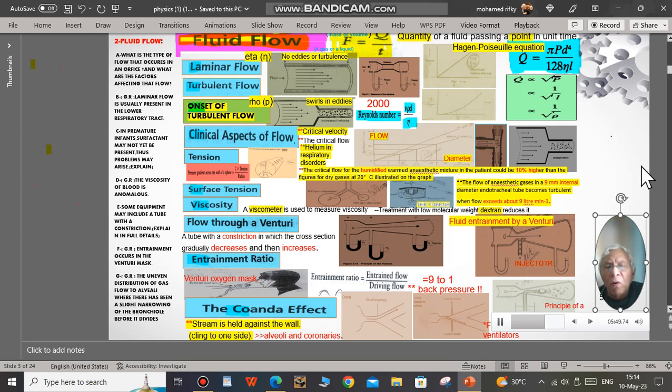Now we come to flow through a Venturi. A Venturi is a system where we have a dilatation, then we have a constriction, and then we return to the normal diameter again. The fluid going through has two types of energy. We have the kinetic energy, which is responsible for the velocity, and the potential energy, which is responsible for the pressure. So the flow goes through this constriction.